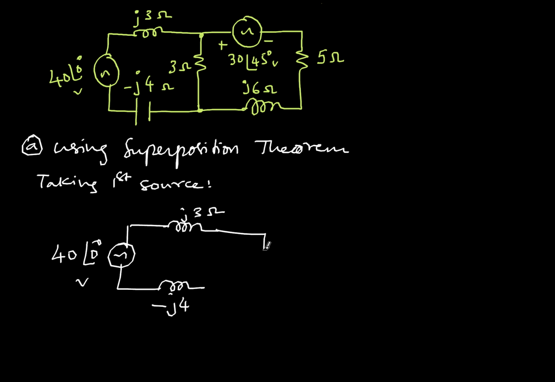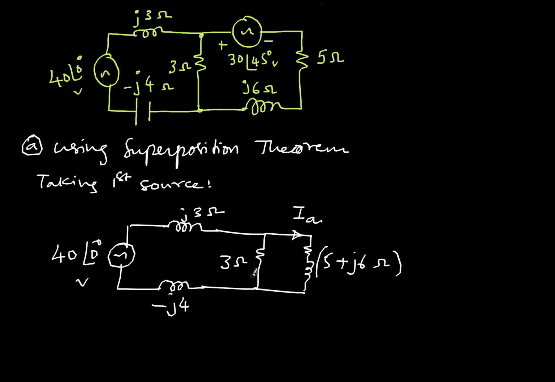Then I have two parallel paths. One parallel path is a 3 ohm resistance, and this is short circuited, and in the other parallel path I have 5 plus J6. So this total is one impedance I am writing. Now my objective is to find the current. Let's call this current IA, the current because of the first voltage source.